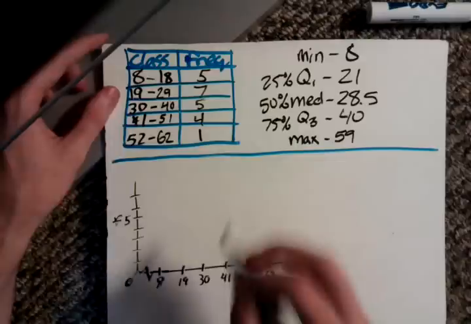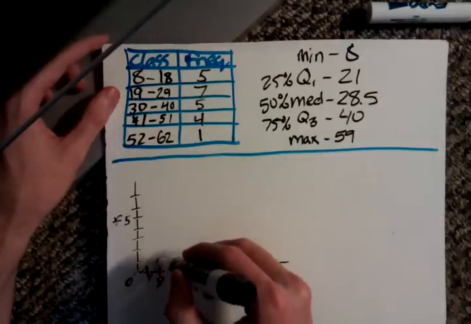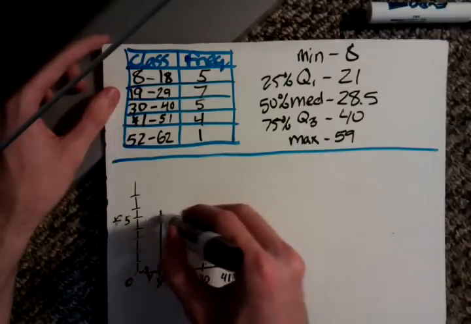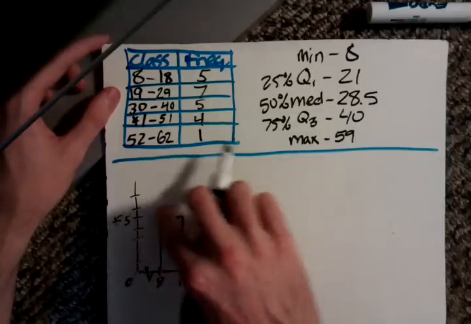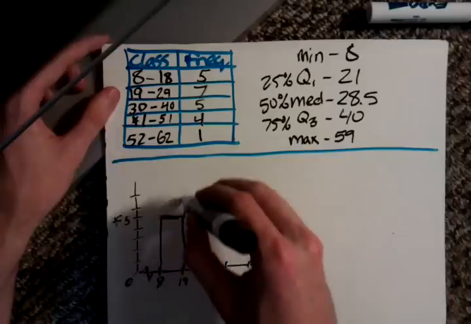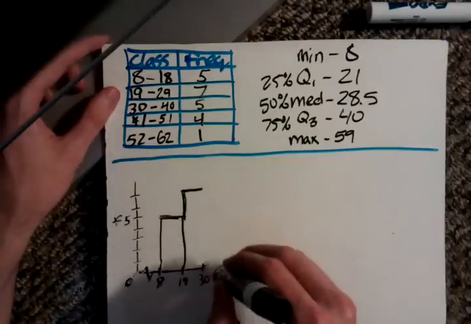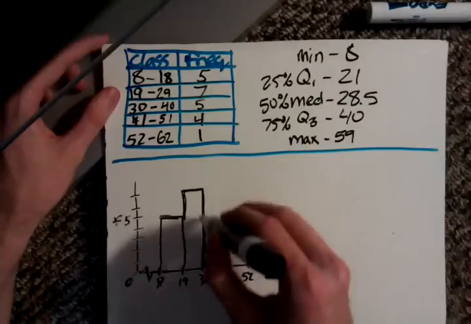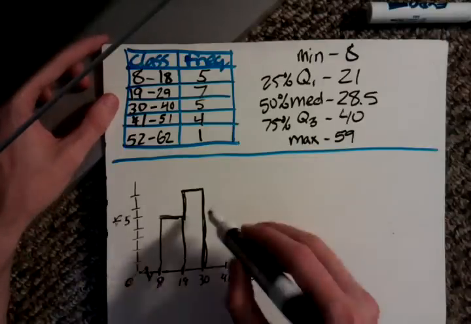So from 8 to 18 we had 5 things. We draw a bar up to 5, like so. Alright, and the next one we had 7. So we continue our bar up to 7. Ideally you can draw a straight line better than I can. The next one again has 5.